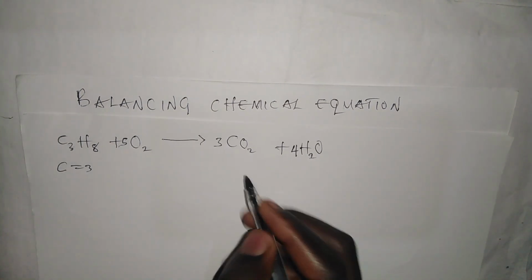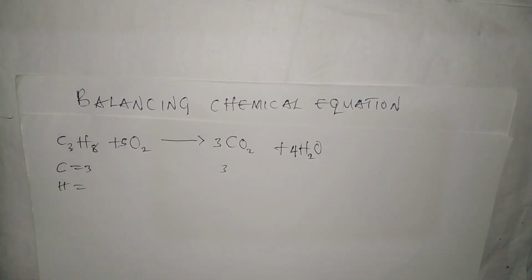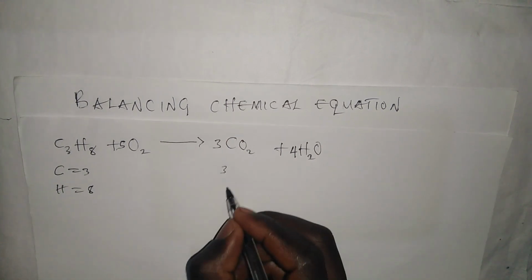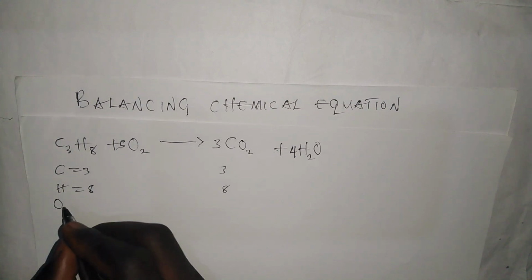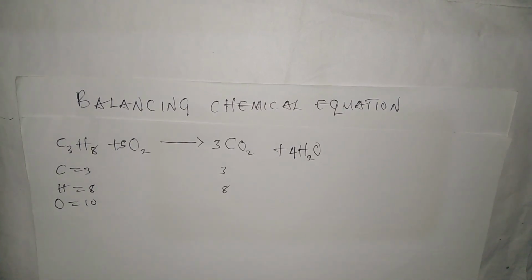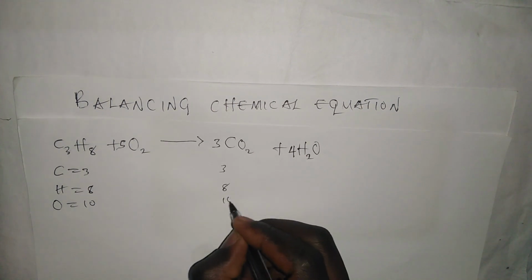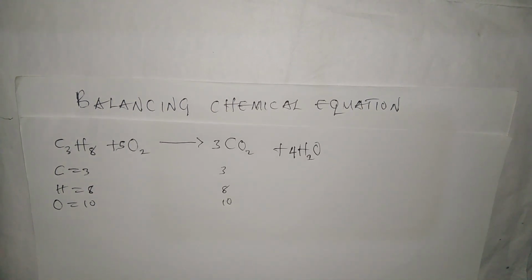So now this equation is balanced. Let's check. We have carbon. We have 3 here and we have 3 here. Hydrogen. We have 8 here and we have 8 here. Oxygen. We have 10 here and we have 10 here. So our equation is balanced. Let's take another example.